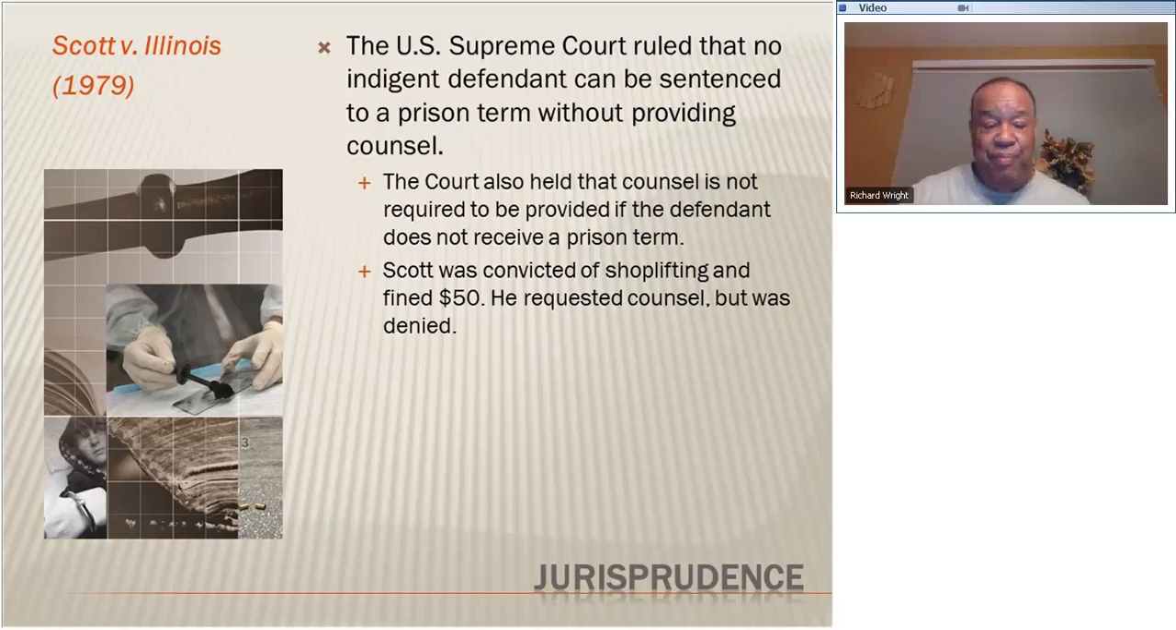However, you should be aware that even if he was convicted of shoplifting and fined $50, if it's a misdemeanor that subjected him to prison or jail for a period of time up to a year, then he would have a right to counsel in that instance. The key is if it's an offense with a possible sentence of any kind of incarceration, then the court will appoint an attorney if you can't afford one. Usually it's a public defender.